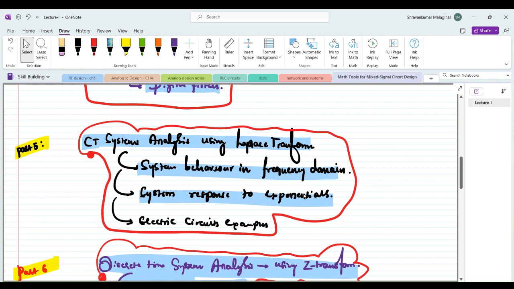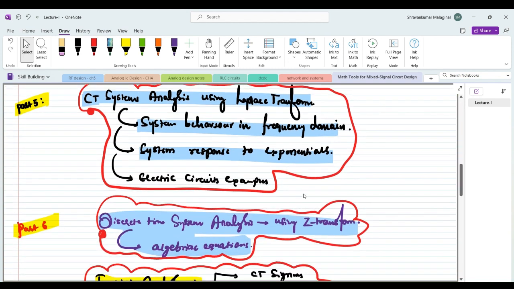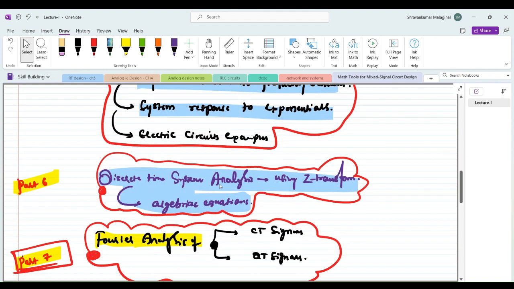In part 5, we will study continuous time system analysis using the Laplace transform. Basically, we are now slowly moving into another domain. We analyze the systems in the time domain, we get an intuitive picture, and we will see how this time domain response looks in the frequency domain. Basically, we turn the system response into exponentials. We study a lot about exponentials in this part 5, and I'll also introduce some electric circuit examples.